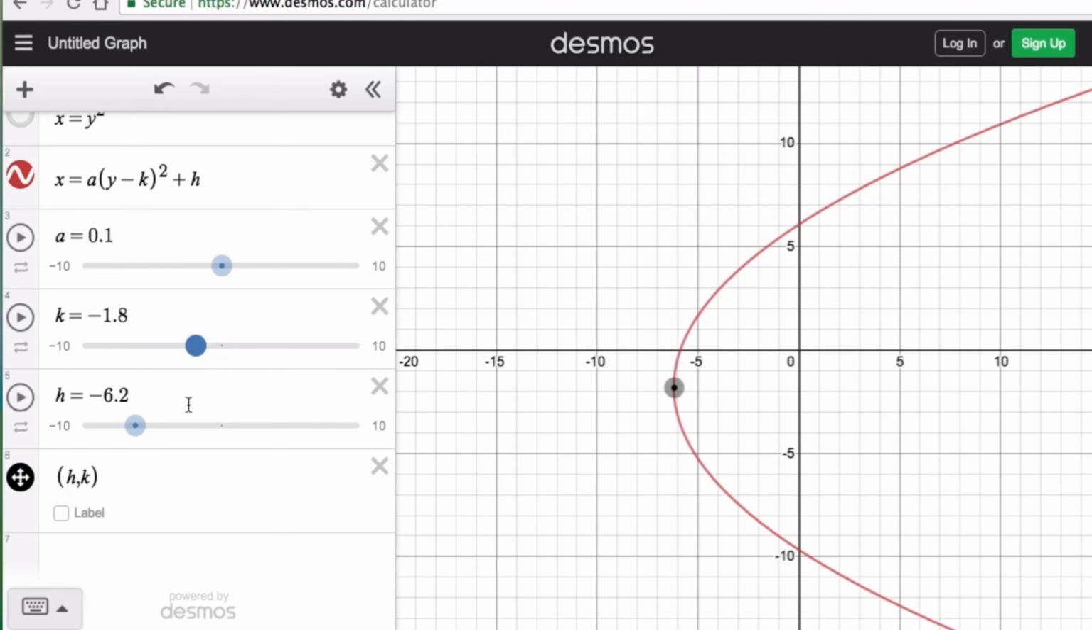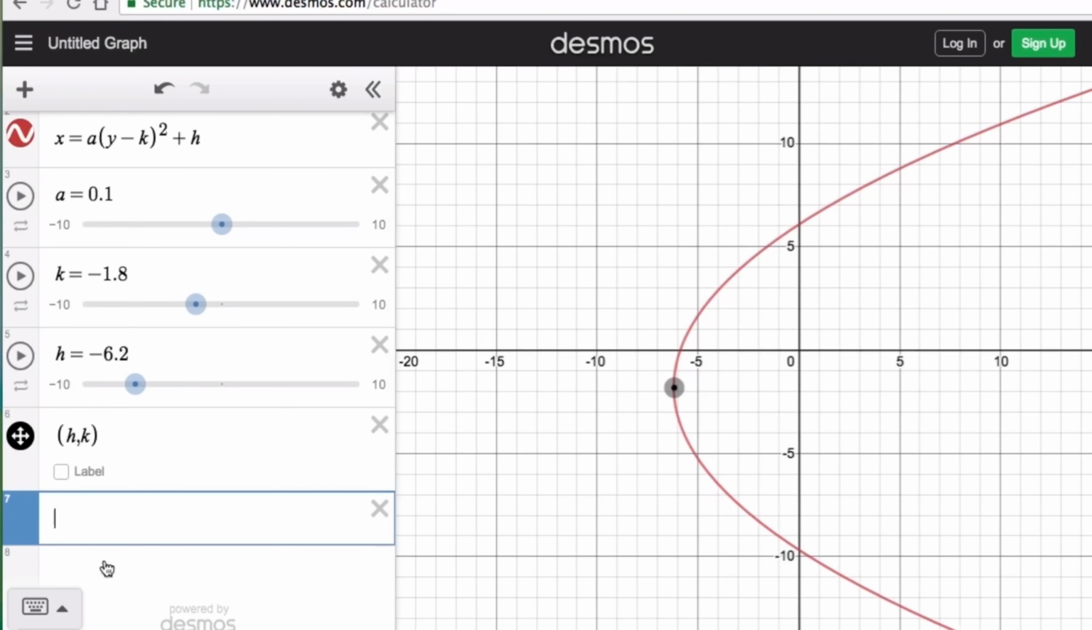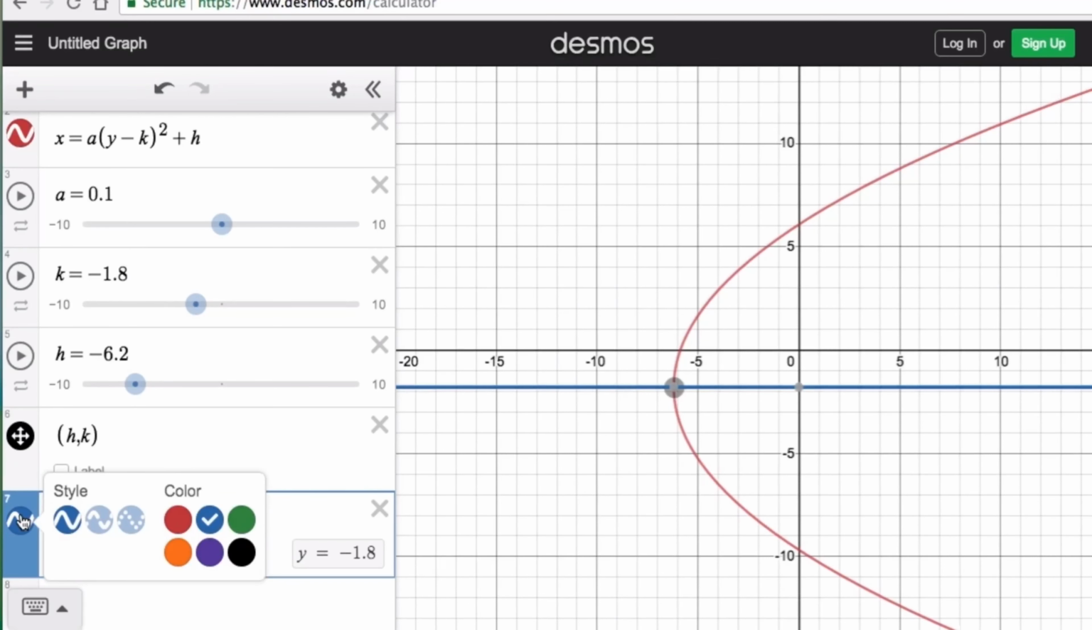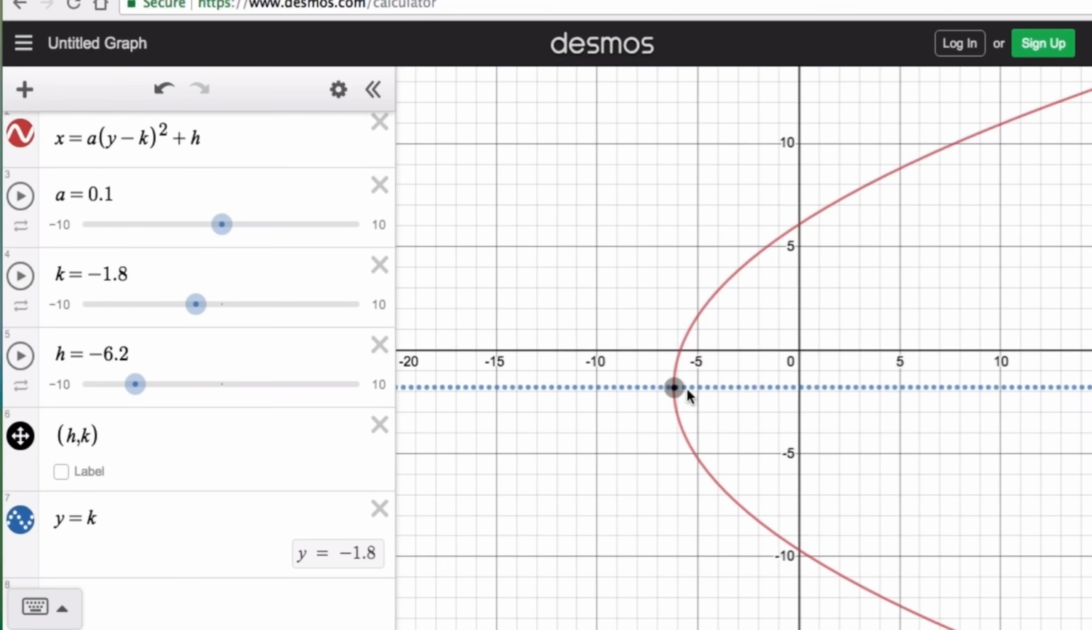Now, please notice that this sleeping parabola that we have here is divided into two parts, and there's a line that divides it. We call it the axis of symmetry. The equation for that axis of symmetry is y equals k. So as you can see here, this broken line actually divides the graph into two halves. So this is the axis of symmetry.